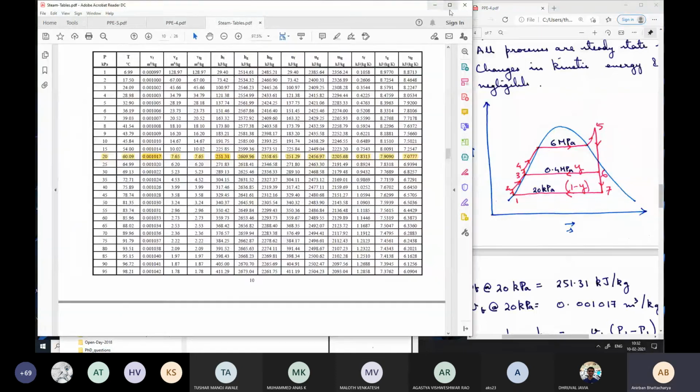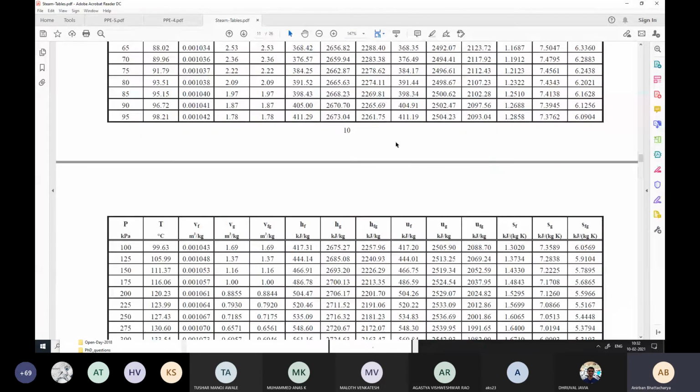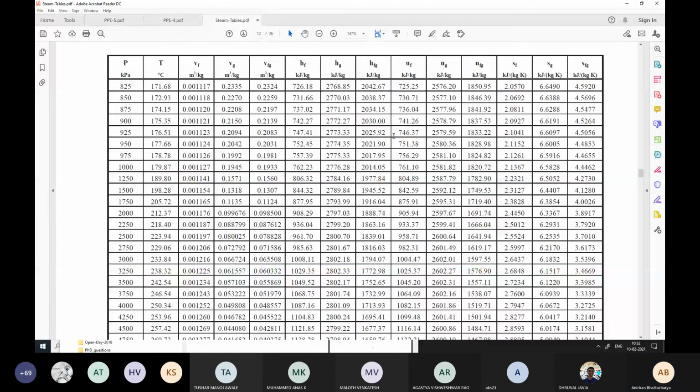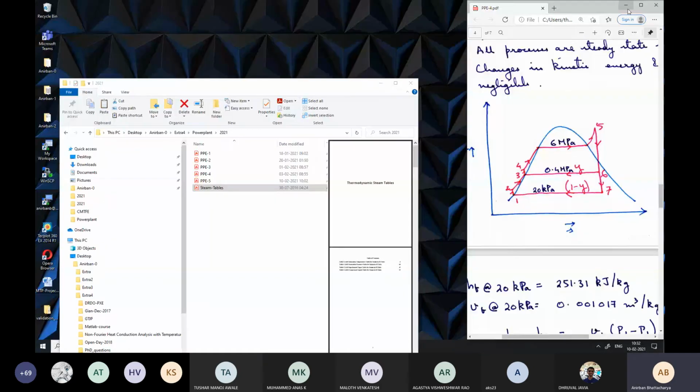Entropy is 6.58, and so we can compare to find whether it will be in the two-phase region or not. So we can go to 6.58, and our entropy was equal to 6.72. So we have found that the entropy at 0.5 is 6.72.